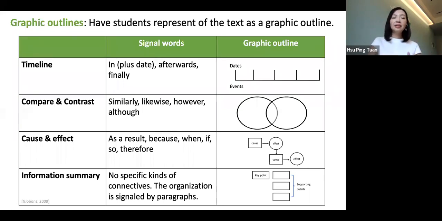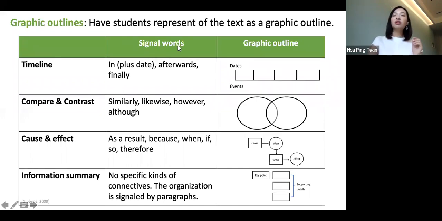So here I listed the four graphic outlines that are the most commonly used. And you can pick the outline that works for you because it depends on the text that you want to teach with your students. So for me, I chose the timeline because for the reading that I show you, it has a lot of events. So I will show students this is a good time to use graphic outlines because we can help students to pay attention to signal words.